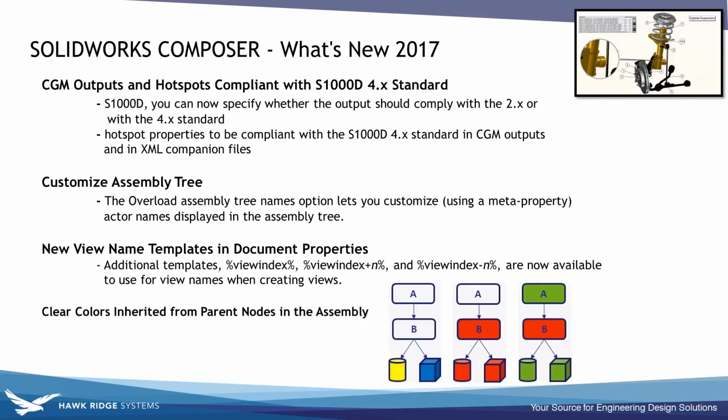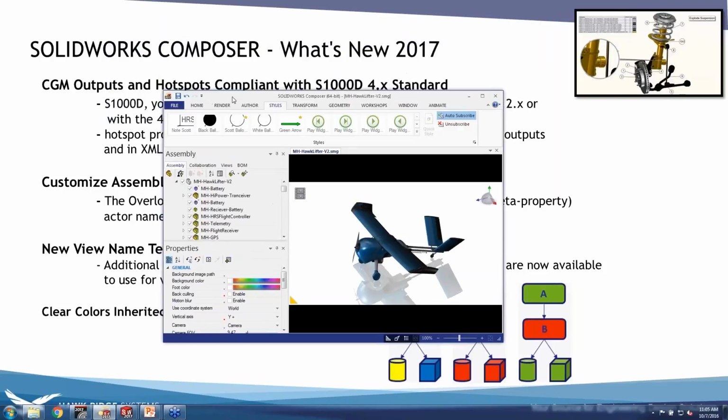So if that was something that was concerning in the past, now we're compliant, and that goes for the hotspots as well. Okay, so the first thing that we would like to show in the software here is customizing the assembly tree. New in 2017, SolidWorks has added the ability to overload the assembly tree names, which really just technically means to change the names of the parts and assemblies in the assembly tree. Let me go and show what that is.